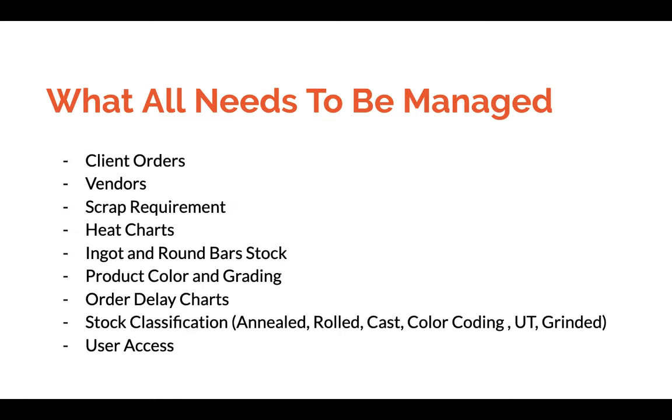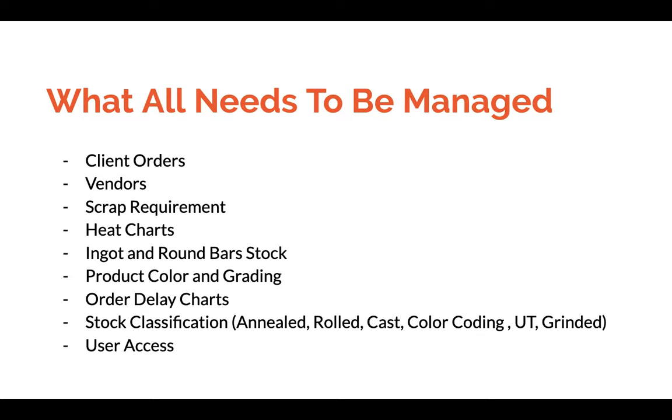What all needs to be managed? Client orders, of course, and vendors we need to manage. Scrap requirement, like the scrap we are purchasing from different vendors, and how much scrap is required, needs to be managed. Heat charts need to be managed. Ingot and round bar stocks, of course, and product color and grading. What is the color? What is the grading of what stock is present?